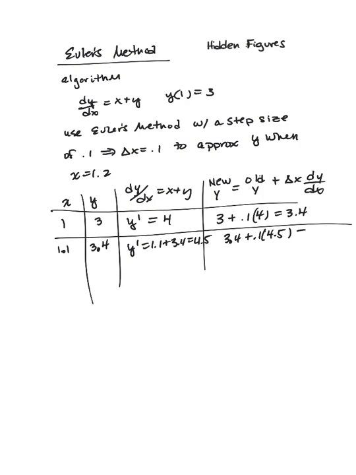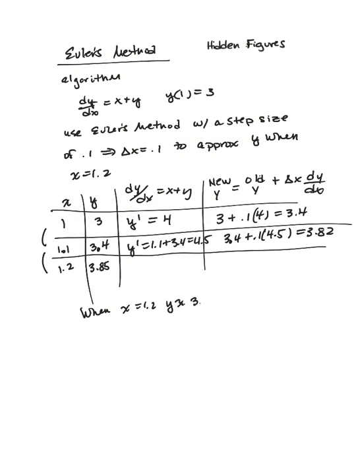So we get 3.85. And that would be your answer because, see, the x values are going up by 0.1. It's the y values that are not going up that way. They're going up based upon this formula. So your answer would be 3.85. So when x equals 1.2, y is approximately 3.85. Now you could get a better estimation if you make your delta x even smaller.